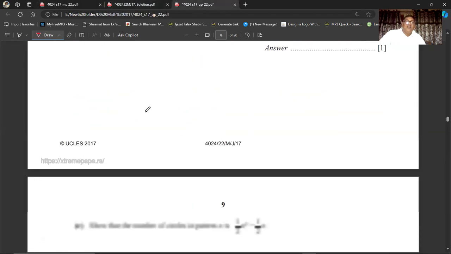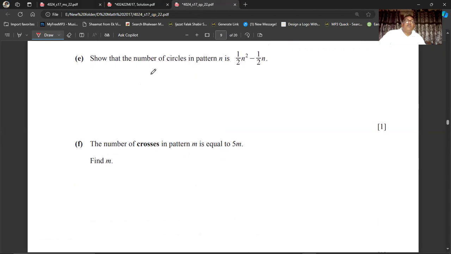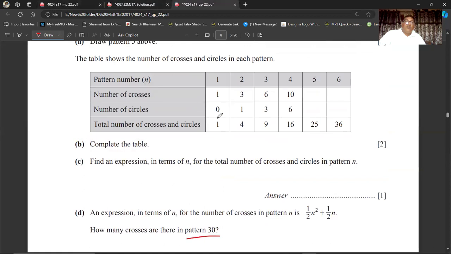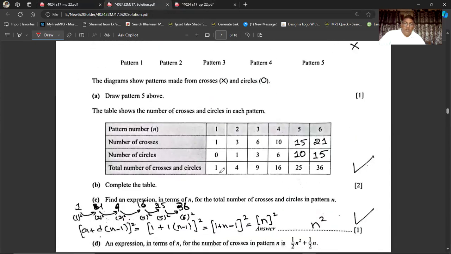Hopefully you understand. Okay. So E part, show that the number of circles in pattern n is 1 by 2 n square minus 1 by 2 n. If you look at here, the number of circles is the total number minus the crosses. So let me show you here. 1 minus 1, 0, 4 minus 3 is 1, 9 minus 6, 3, 16 minus 10, 6, 25 minus 15, that's 10, 36 minus 21 is 15.